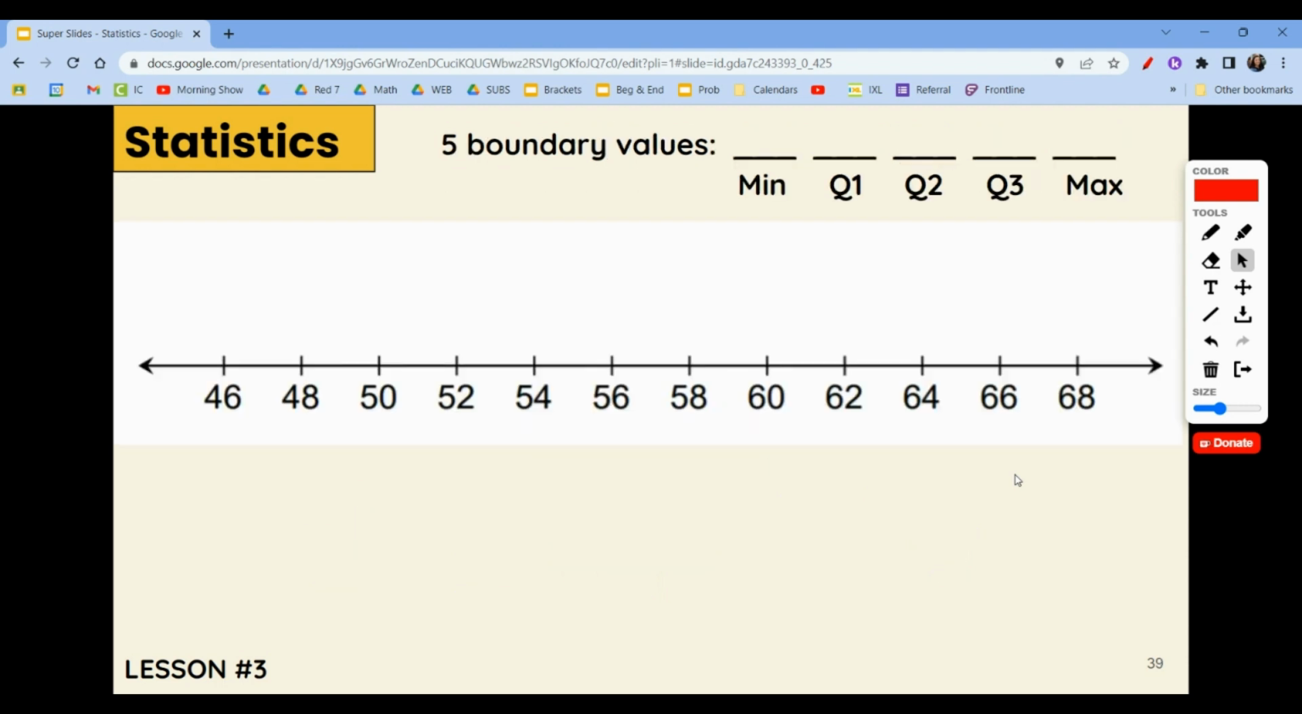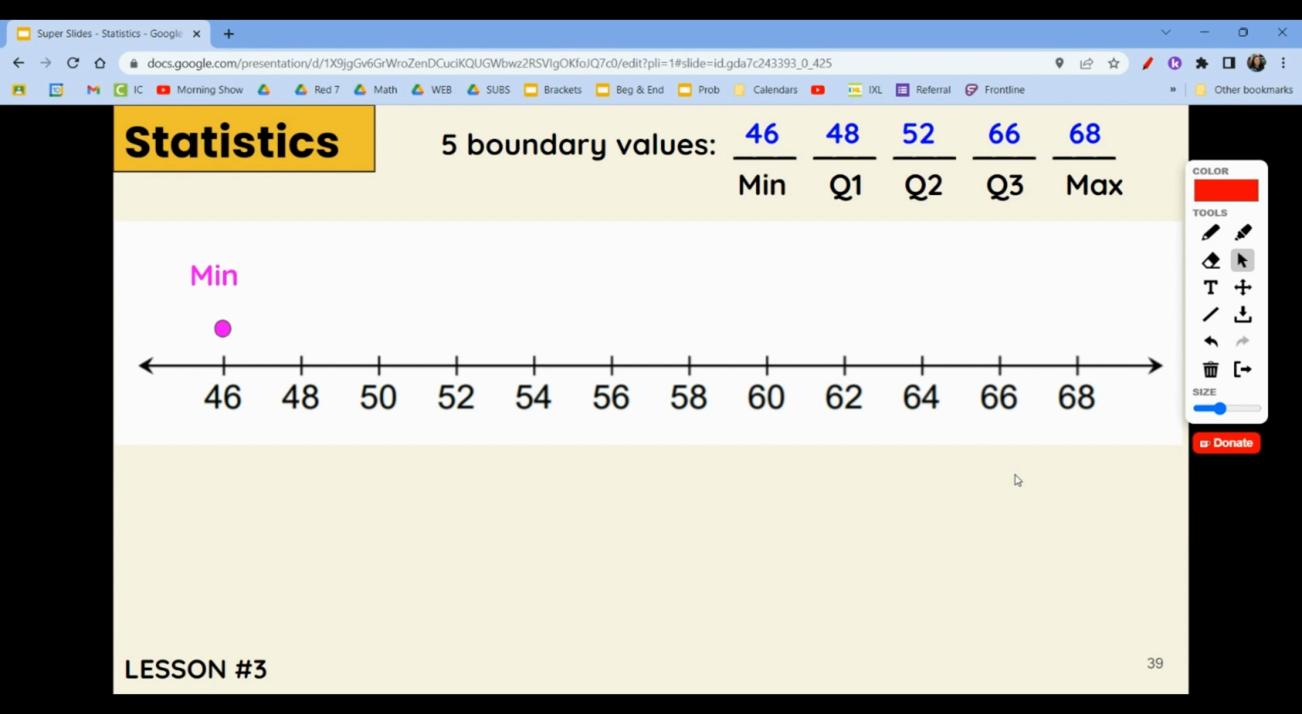So now that we're on the next slide, let's copy over our 5 boundary values. We said the minimum was 46. Q1 is 48. Q2 is 52. Q3 is 66. And the maximum is 68. Now let's float those points over a number line and make our box and whisker plot.